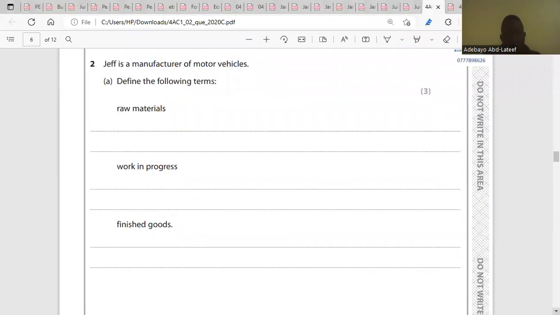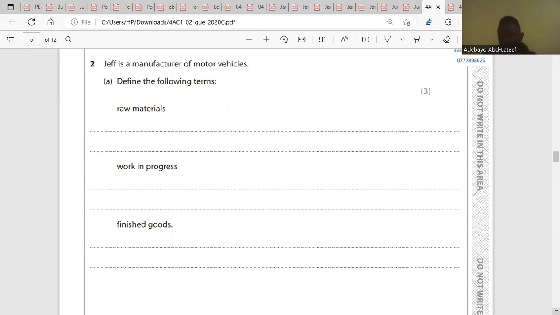So for question 2, they said Jeff is a manufacturer of motor vehicles. Define the following terms. First, raw materials. When we talk about raw materials, they are resources that are used to make a product. Whatever we need to produce, we need resources to make them available. So you can say raw materials are resources that are used for finished products.